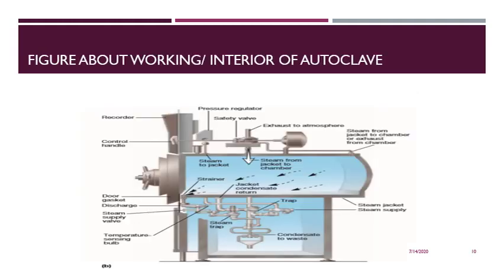Here is the figure about working. From this figure, you can easily sketch an image in your mind that the air initially in the chamber is forced out until the chamber is filled with saturated steam and the outlets are closed. Hot saturated steam continues to enter until the chamber reaches the desired temperature and pressure, usually 121 degrees centigrade and 15 pounds of pressure, as I already told you.